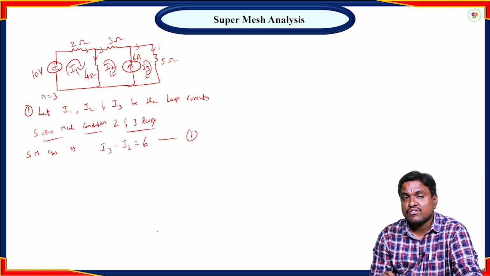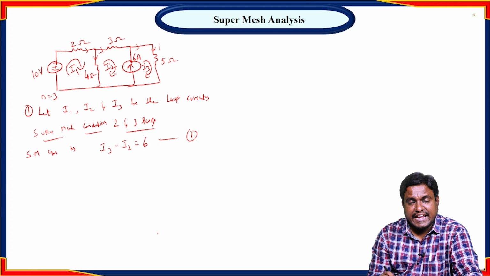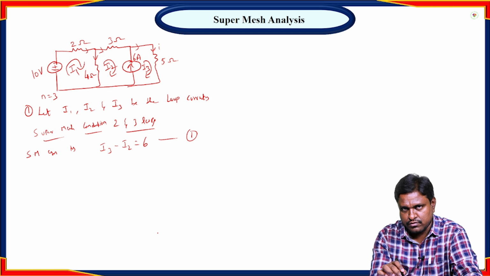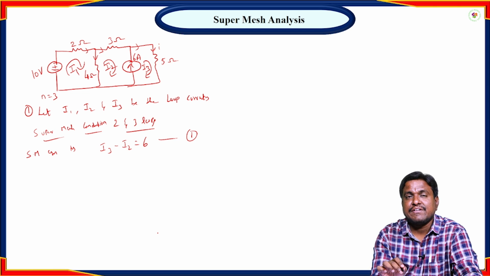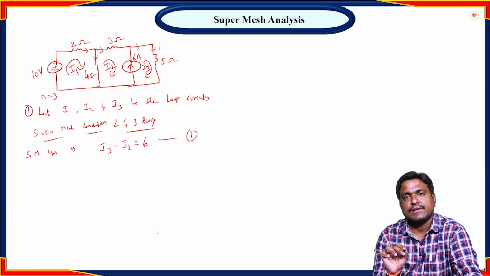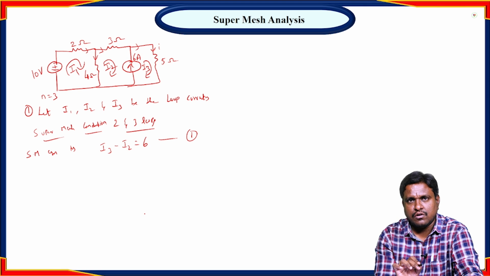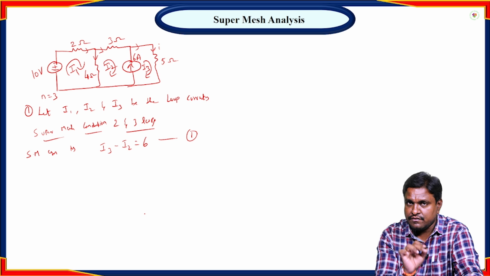So first we have to write the super mesh equation. Next we have to get the remaining 2 equations. How to get them? Again we have to check in the given problem if there is any loop which is not having any impact of the current source. Then we apply Kirchhoff voltage law for that particular loop and write the equation. Here 2 and 3 are the super mesh. Coming to the first loop, there is no impact of the current source in the first loop. So I can apply KVL for the first loop.